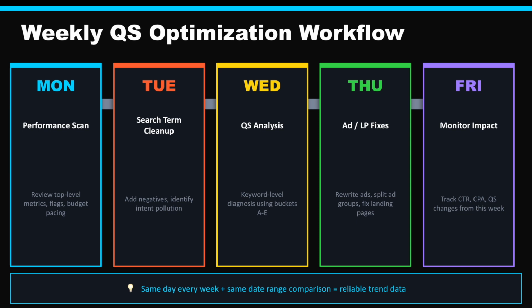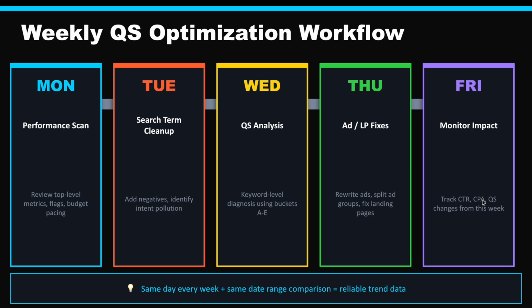This is protecting your budget. And Wednesday is always quality score analysis. This is what the entire video is about. You go keyword by keyword using the bucket system and diagnose every problem. And Thursday is when you actually fix things. You rewrite ads, split ad groups, create landing page updates, request copy changes.